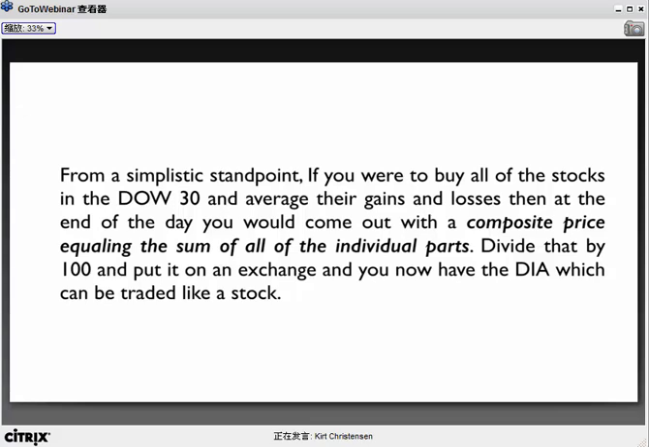So from a simplistic standpoint, if you were to do the same thing, for example, in the Dow 30 stocks, if you were to buy all the stocks on the Dow 30, average their gains and losses, and at the end of the day, you would come out with a composite price equaling the sum of all the individual parts, divide that by 100, put it on an exchange. That's what the ETF is. The ETF version of the Dow is the DIA, and we'll show that here in a minute.